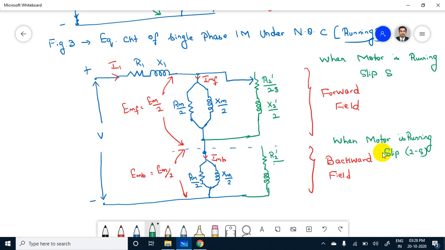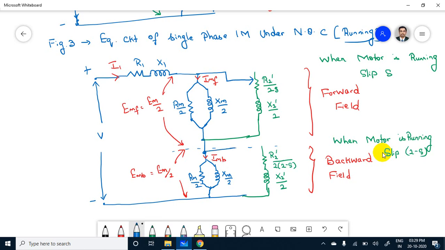Slip will vary as 2 minus S with respect to the backward field. R2 dash by 2 into, instead of S, I am putting 2 minus S. X2 dash by 2. Okay, only variation in resistance. You see, in forward it is R2 dash by 2 into S. In backward, R2 dash by 2 into 2 minus S.